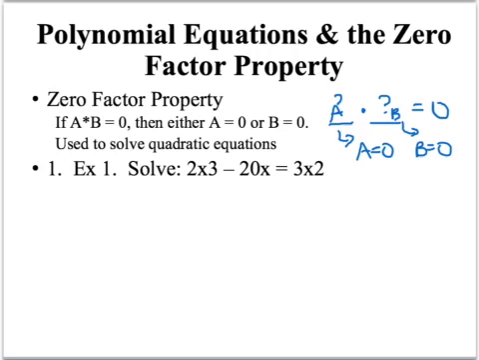We don't know. But we know that at least one of those factors needs to be 0 in order to have a product of 0. That is a zero factor product. And we use that a lot when we go to solve quadratics.